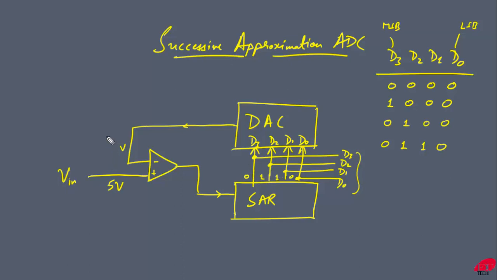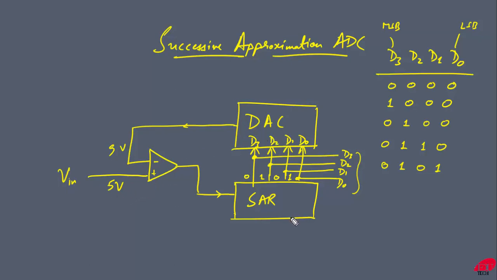Getting 6 volt in the output, the comparator will again compare with the input voltage: is 6 volt greater than 5 volt or less than 5 volt? Now 6 volt is greater than 5 volt, but it is not 5 volt yet. So it will make the last set bit 0 and make the last bit 1. Now a 5 volt signal is generated at last, and it compares again with the input voltage, and both the DAC value and the input value are the same.